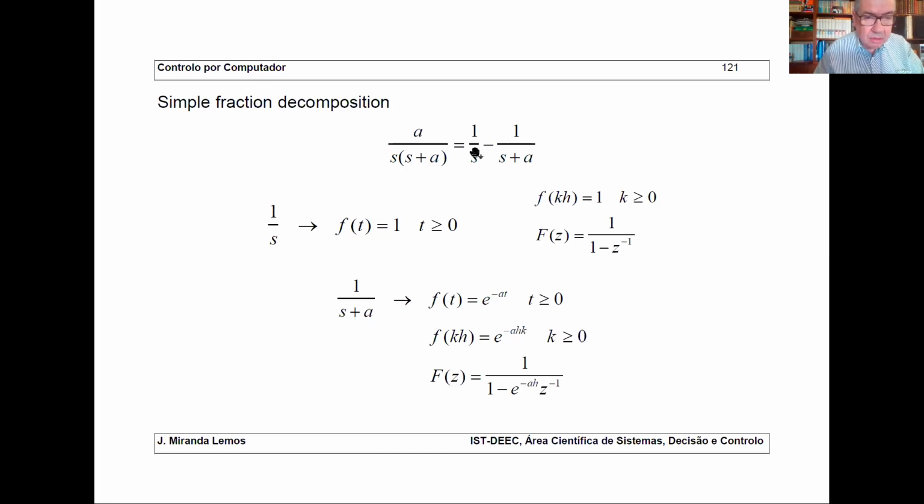So let's start with the first term. The first term is always one. So if you make T equal to KH, it is always one. So this sequence is always one for all values of K, and you apply the Z transform, you compute it, and you get this stuff. Probably use a table of Z transforms.